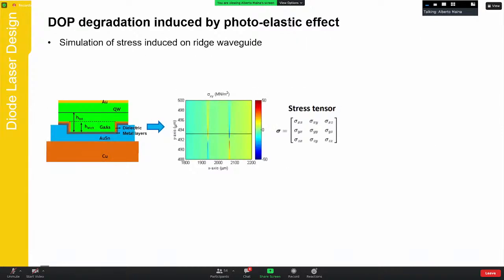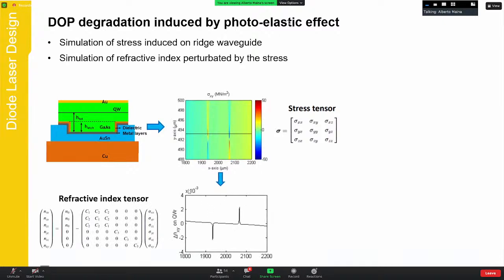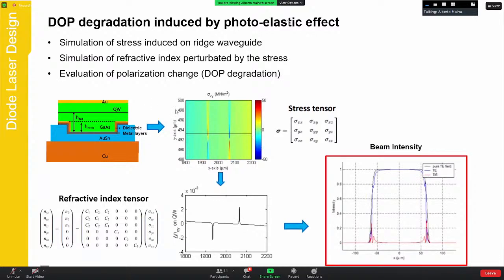However, we observe that the DOP is degraded due to the photoelastic effect. So, for this reason, simulation of the stress distribution on the waveguide is very important to understand how the refractive index is perturbed. The refractive index becomes a tensor, and by evaluating the birefringence effect, we are able to study the polarization changes and how the DOP is degraded from a pure TE beam to a spurious TM component, which arises on the edge of the waveguide.